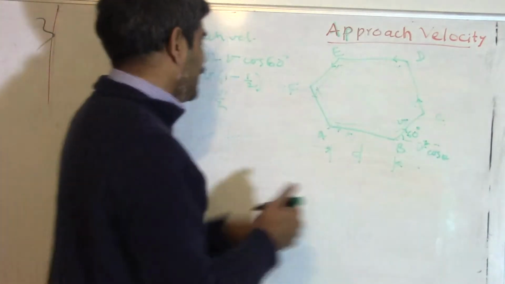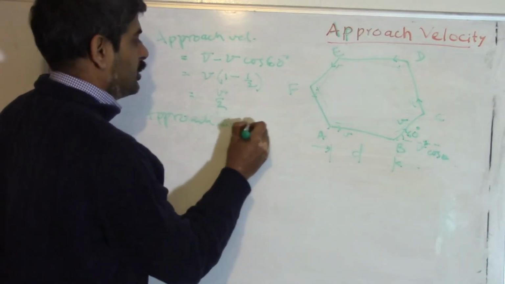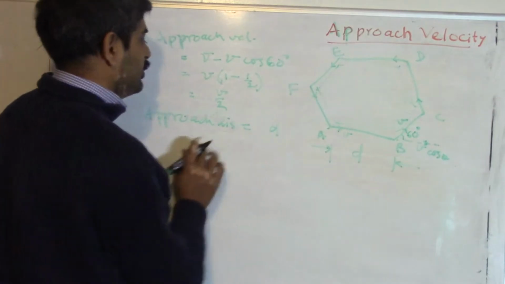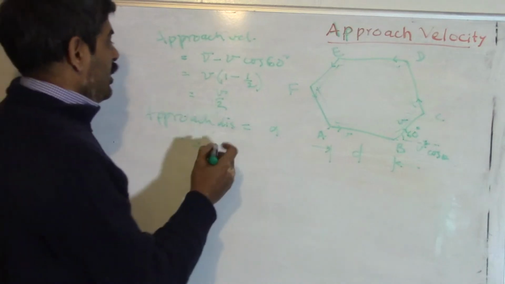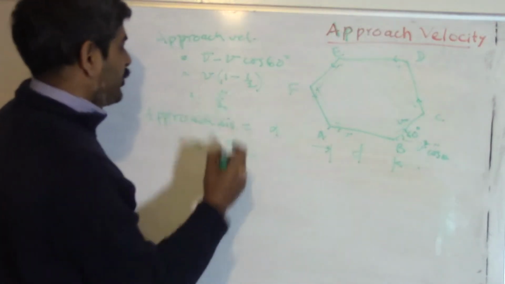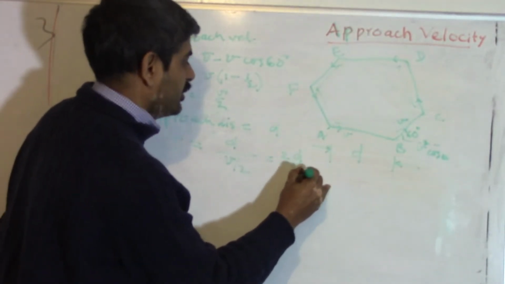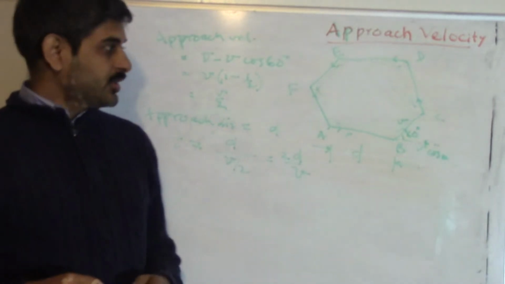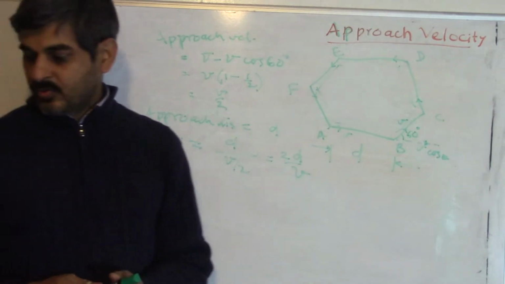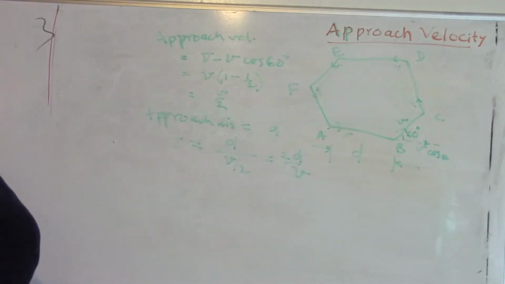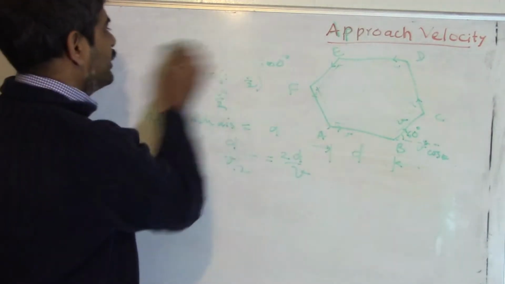and the approach distance is d. So the time taken, t, will be equal to the approach distance d divided by the approach velocity v by 2, which is equal to 2d upon v. So this is the solution of this hexagon problem. We can also have some more variations of this problem, and I will suggest that you try this.